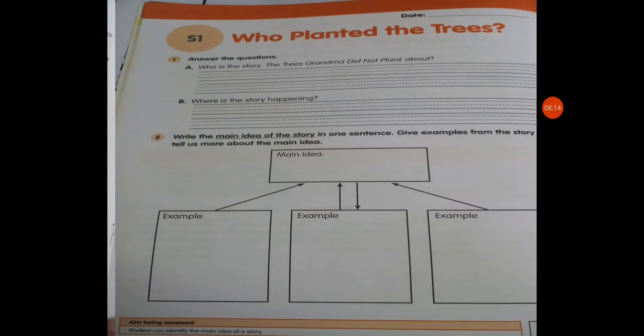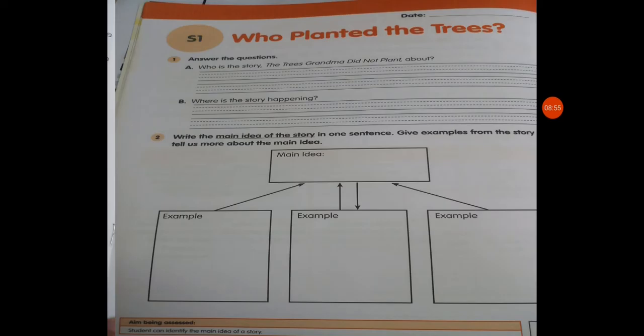And this is your worksheet. And this is question 1 of your worksheet. What is the story The Trees Grandma Did Not Plant about? So the story is about plants or trees. आप ये भी लिख सकते हो the story is about plants, और ये भी लिख सकते हो the story is about trees. Okay students, next one, where is the story happening? So the story is happening in a village. Okay students, I hope question 1 is clear to you.